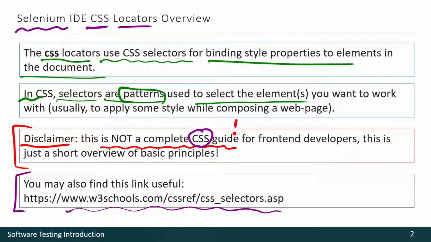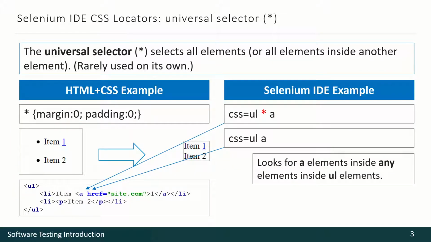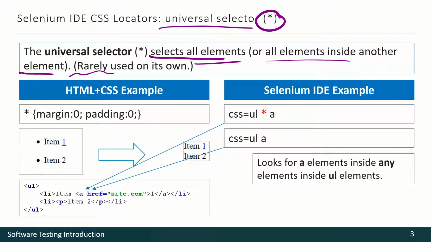First comes the Universal Selector. Here it is. It selects all elements or all elements inside another element. It's rarely used on its own, but nevertheless. Here on the left on this screen and other ones, you see some examples from HTML and CSS.